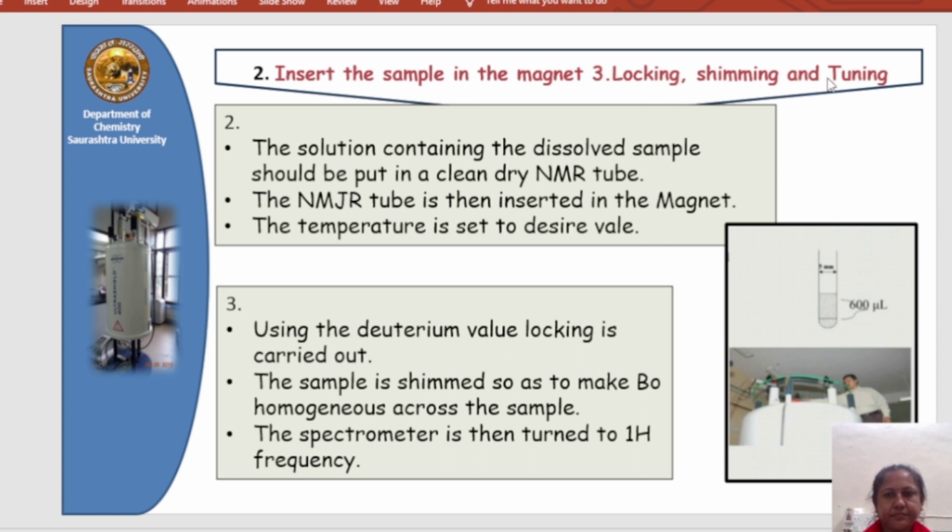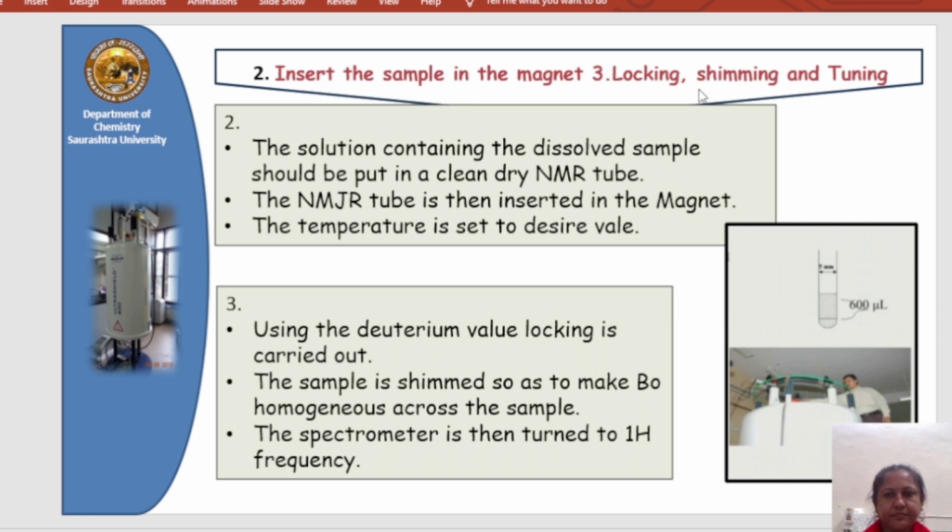The next point is locking, shimming and tuning. So what is locking, what is shimming and what is tuning? Locking is nothing but adjusting the frequency according to the deuterium atoms. Why? Because we use a deuterated solvent. To lock this signal, otherwise the whole screen can be swamped by the solvent signal. So it is necessary. So we lock this deuterium frequency.